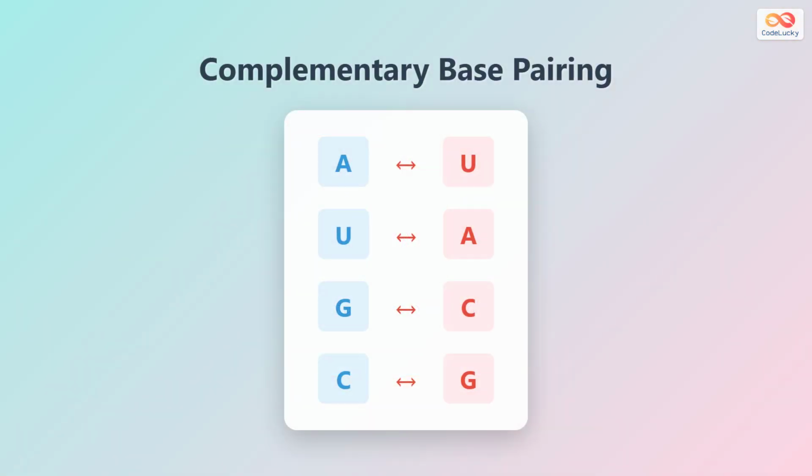The anticodon recognizes its matching codon through complementary base pairing rules. Adenine always pairs with uracil, and uracil pairs with adenine. Guanine always pairs with cytosine, and cytosine pairs with guanine. These pairing rules are based on the chemical structure of the bases and the hydrogen bonds they can form. This specific pairing ensures accuracy in translating the genetic code into the correct amino acid sequence.